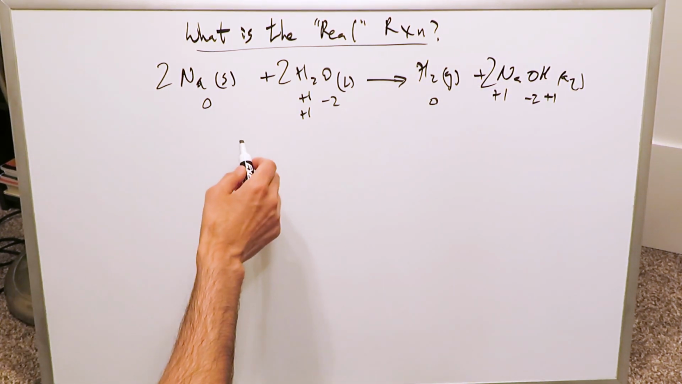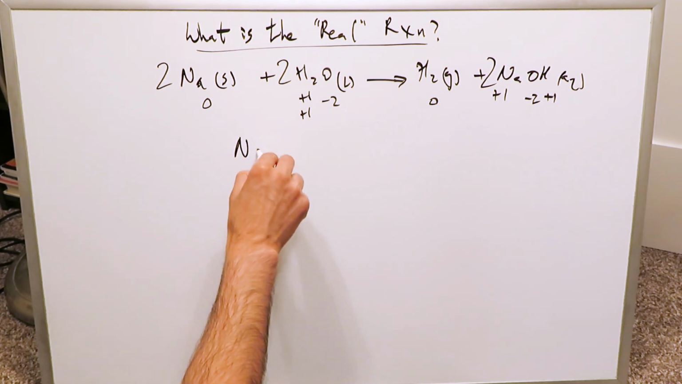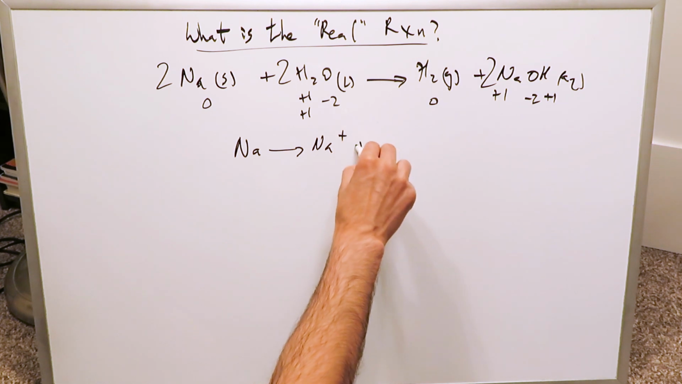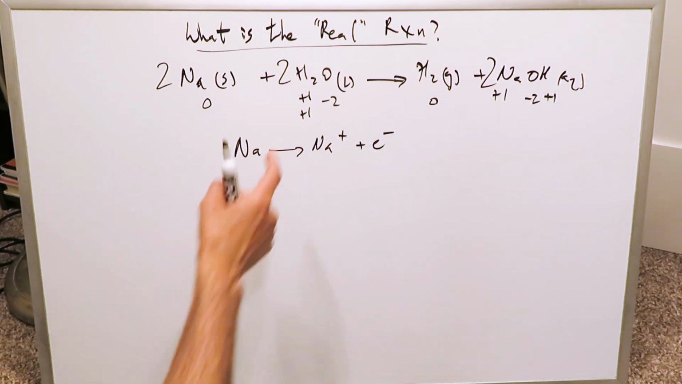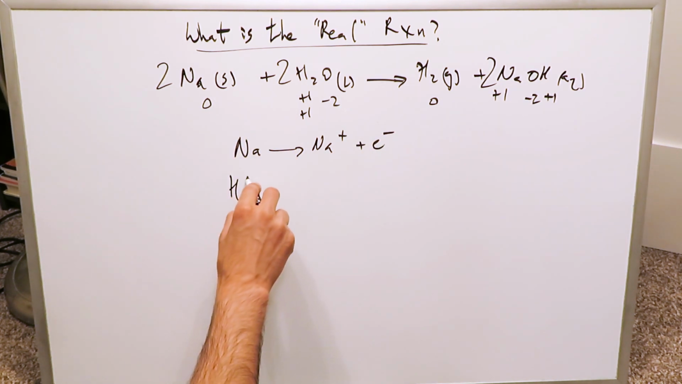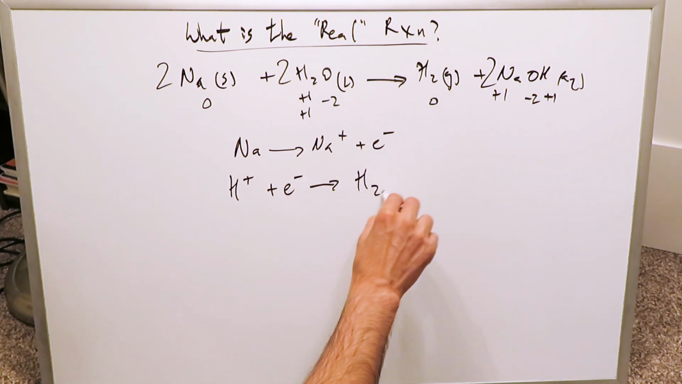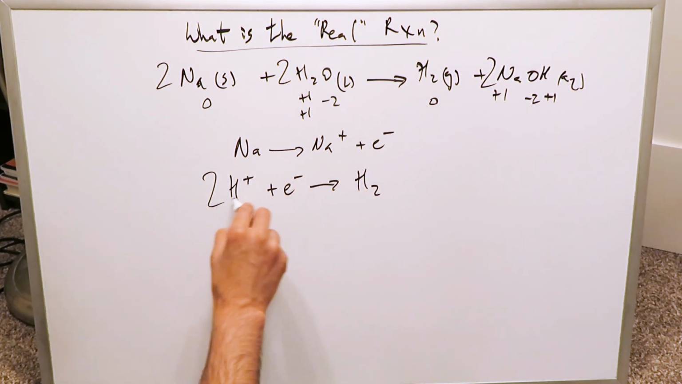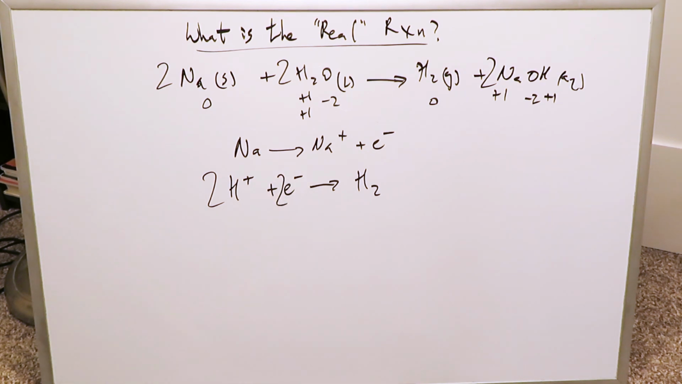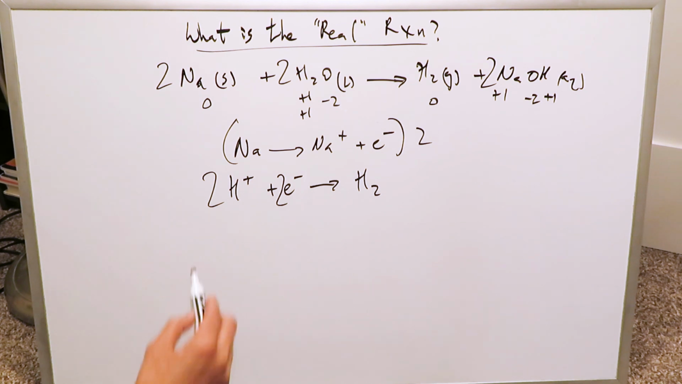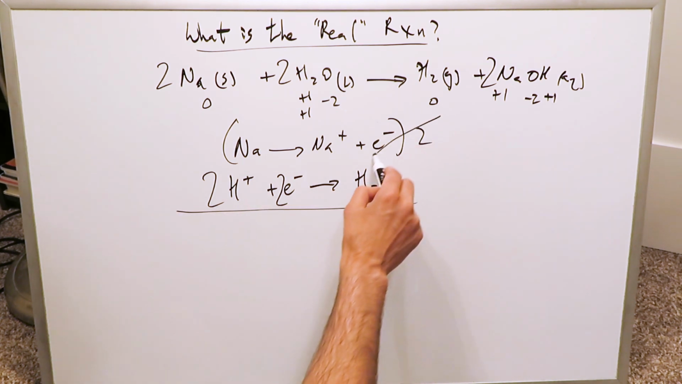What will my half reactions be? For sodium, it's going to be this. It's going from sodium to sodium ion plus 1 electron. Hydrogen, you have something like this, and then electron to give you H2. But you gotta balance it by bringing in these. But then you must balance the charge by bringing in a 2. When you look at all of this, you know this will cancel out with this.